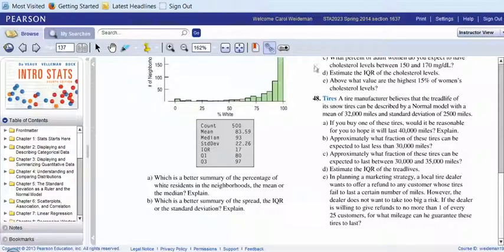Okay, and there's one last question on here. In planning a marketing strategy, a local tire dealer wants to offer a refund to any customer whose tires fail to meet a certain number of miles. However, he doesn't want to take too big of a risk. If he's willing to give refunds to no more than 1 out of every 25, for what mileage can he guarantee the tires to last?